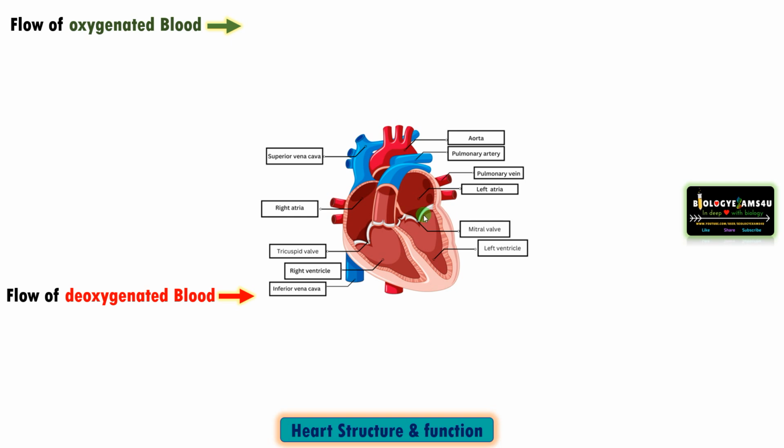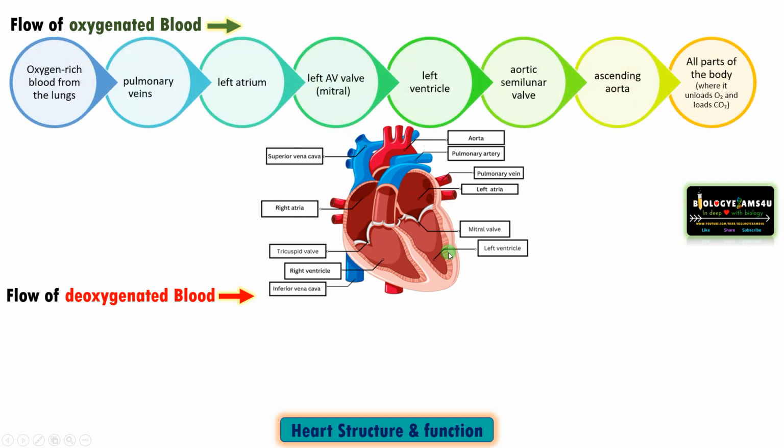First, let us see how the oxygenated blood and deoxygenated blood moves through the heart. Once you have that idea, it's very easy to understand the structure and function of the heart. And I will try my level best to make it as simple as possible. So this is how the oxygenated blood flows through the heart.